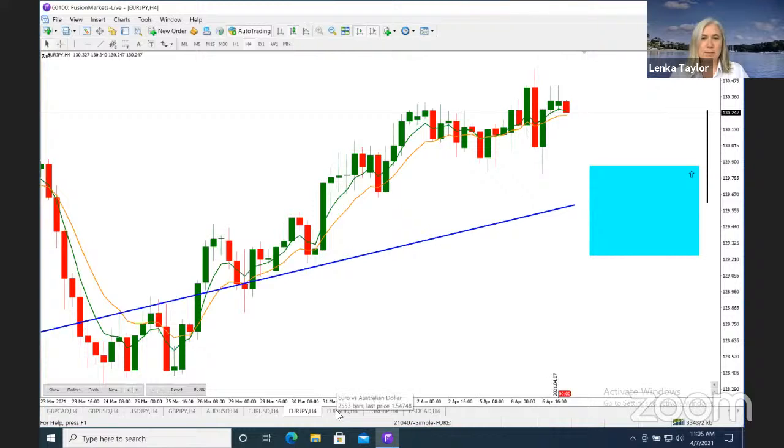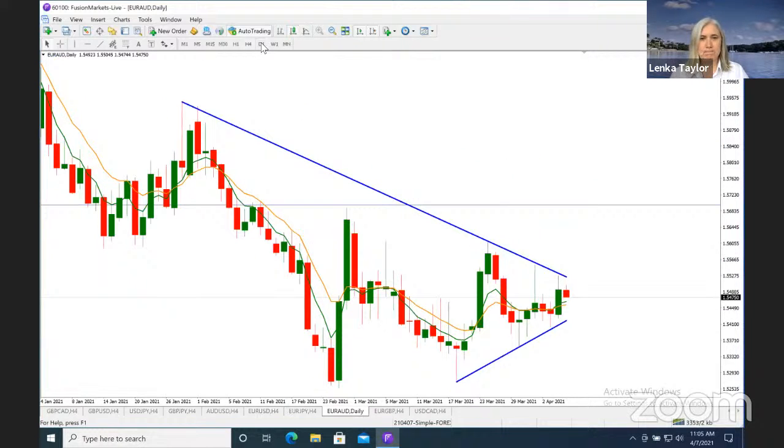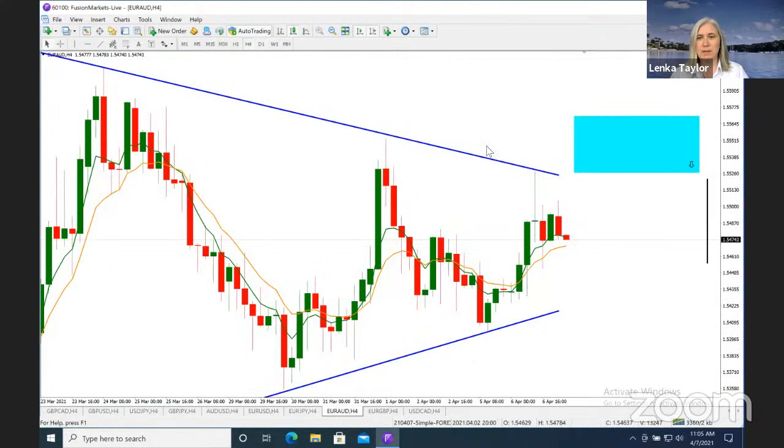And the next currency pair I'm going to have a look at is Euro AUD. So Euro at the moment, I'm still looking for a short, but it is getting a little bit squeezed there. So that short would have to start a little bit further up in line with these areas here.